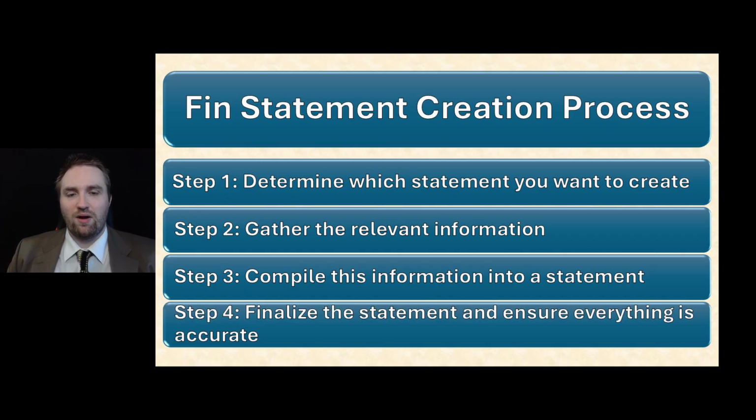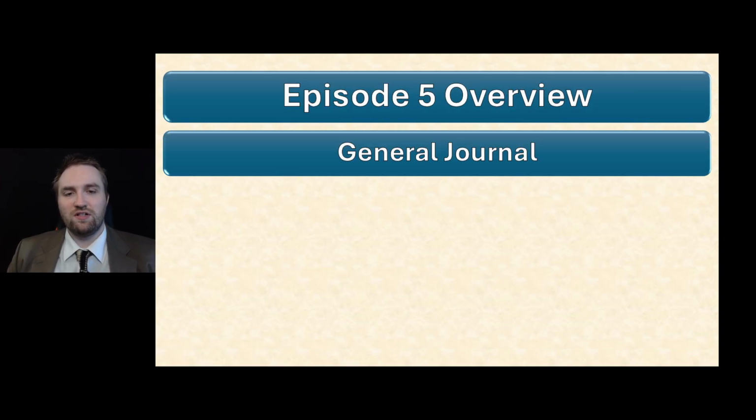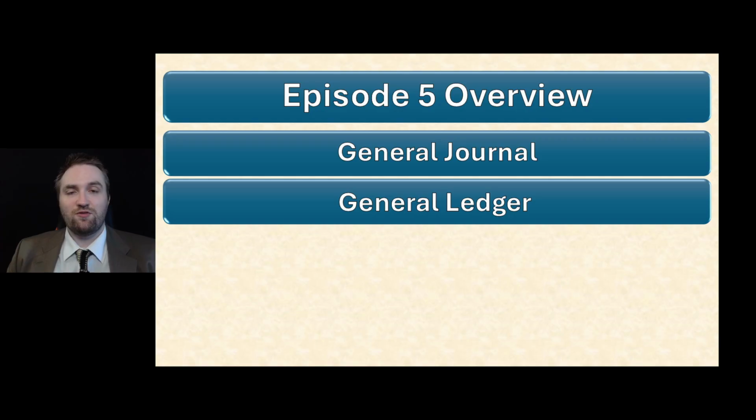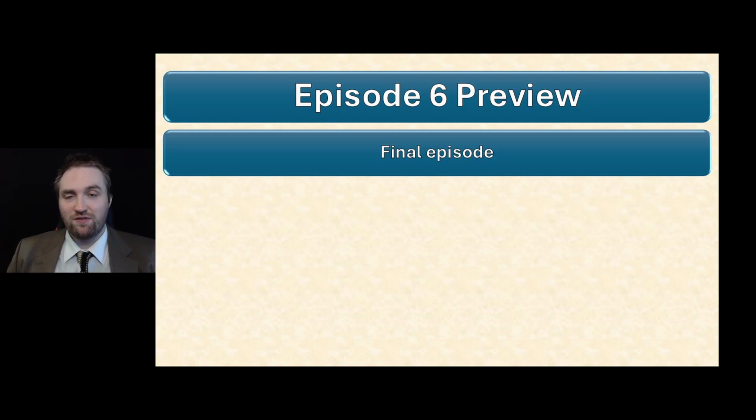All right, that wraps up today's episode. We learned about the books in bookkeeping, which are the general journal and general ledger, as well as what to do with the information in them, by learning how to create financial statements. Next episode, we reach the finish line. We'll round out the crash course by going over the capstone of our pyramid, which includes both the accounting cycle and the bookkeeping cycle.